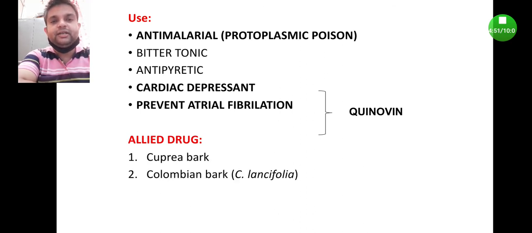Some of the allied drugs include Cuprea bark and Colombian bark. So these are certain important aspects of the cinchona bark.